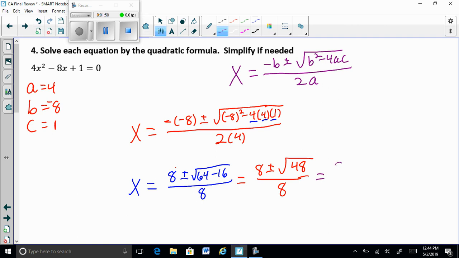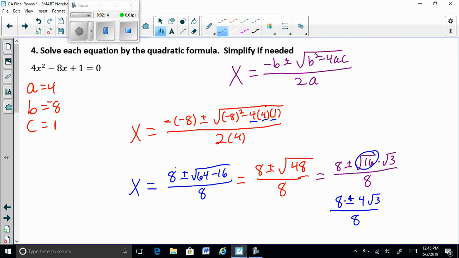So continuing over here, the square root of 48 can break up into the square root of 16 times the square root of 3. 16 times 3 is 48, so I'm able to break that up. Now we'll go ahead and square root the 16, so 8 plus or minus 4 square root of 3, all over 8. So it's all being divided by 8.